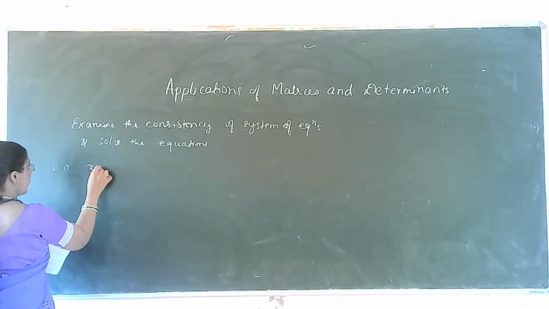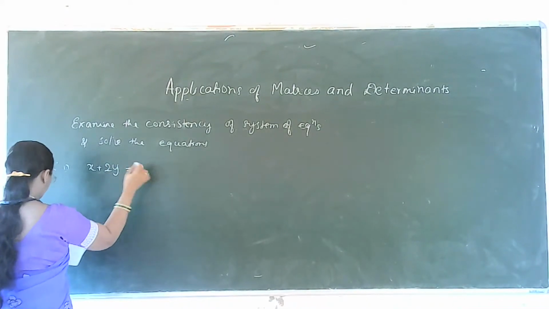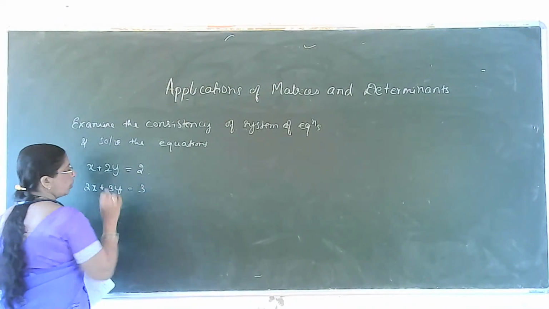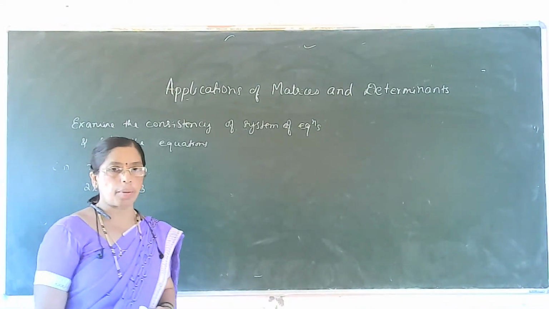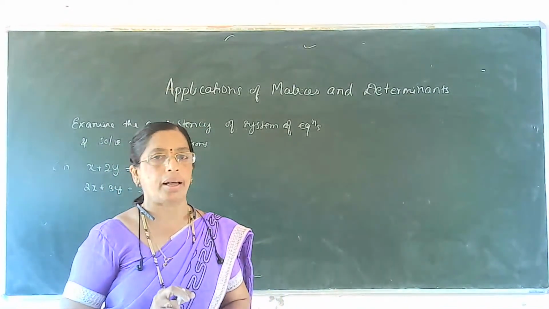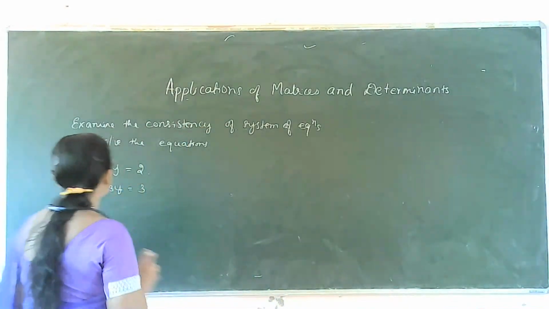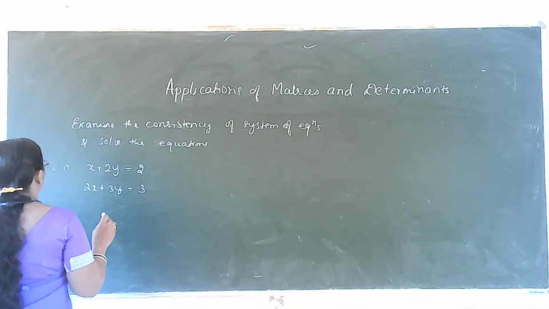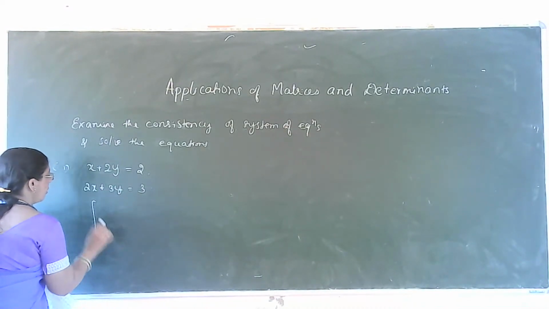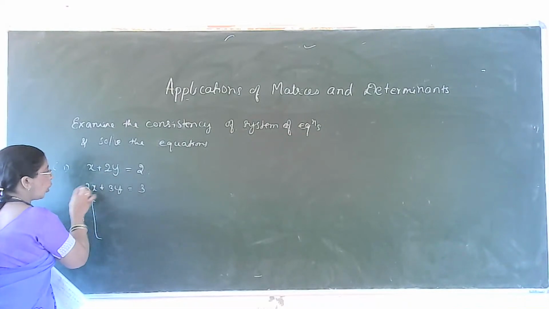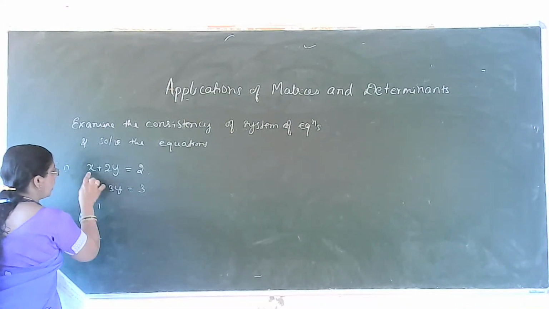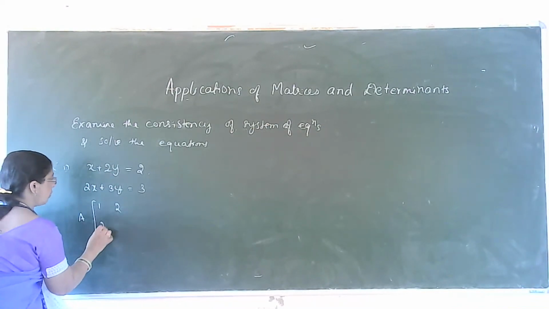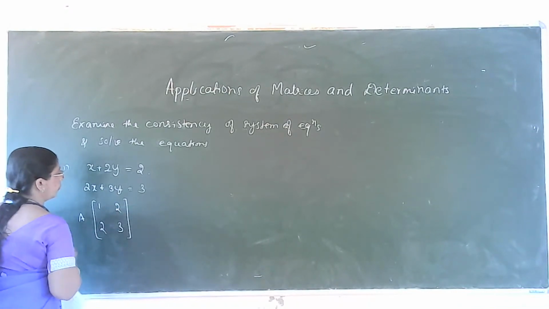First one, x plus 2y is equal to 2. Another equation is 2x plus 3y is equal to 3. In this system of equations, two variables are there, x and y. Therefore, these two equations are sufficient to solve it. We write the first matrix A, taking the coefficients of x and y: 1, 2, then 2, 3.